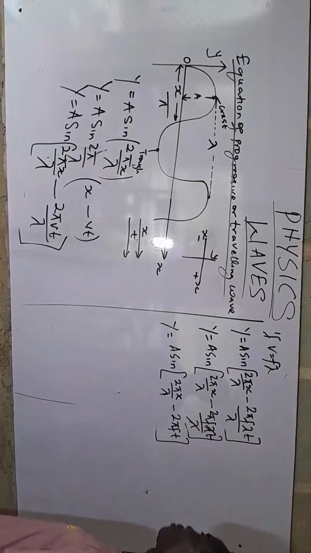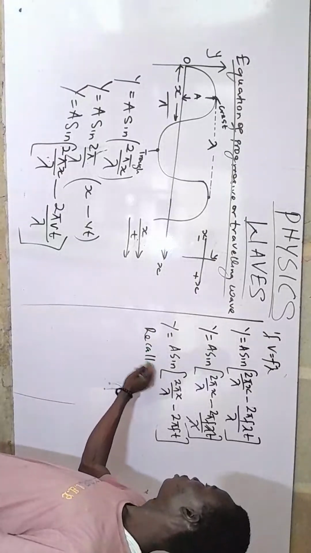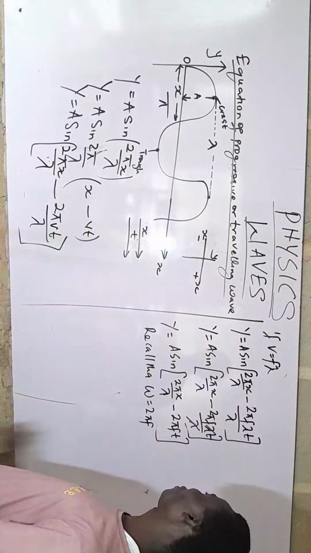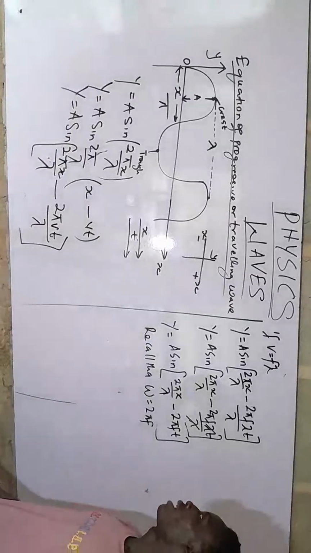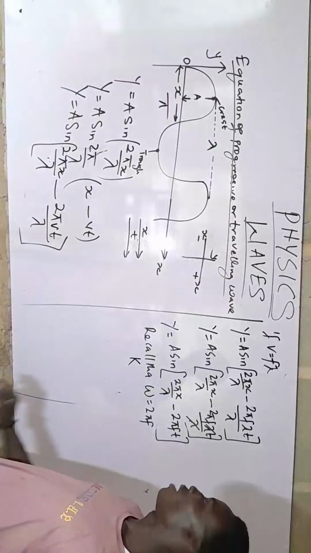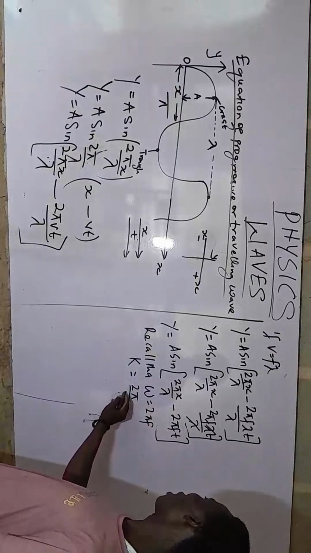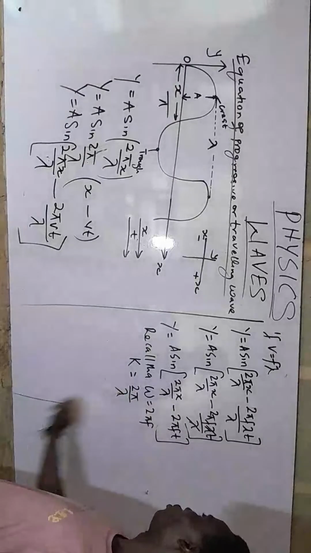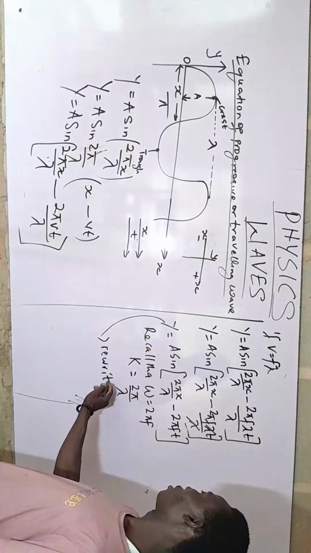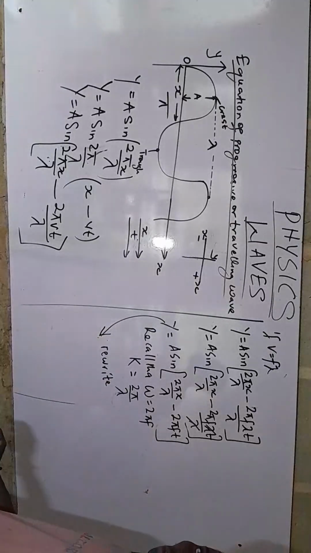Close the bracket. Now, in this place, recall that omega equals 2 pi f. Take note of that. k, the wave number, equals 2 pi over lambda. So you will rewrite this equation. Take note of that. So we are going to have this expression there.